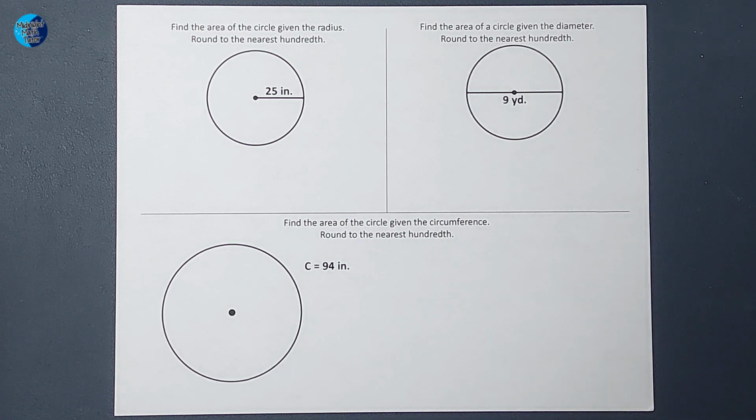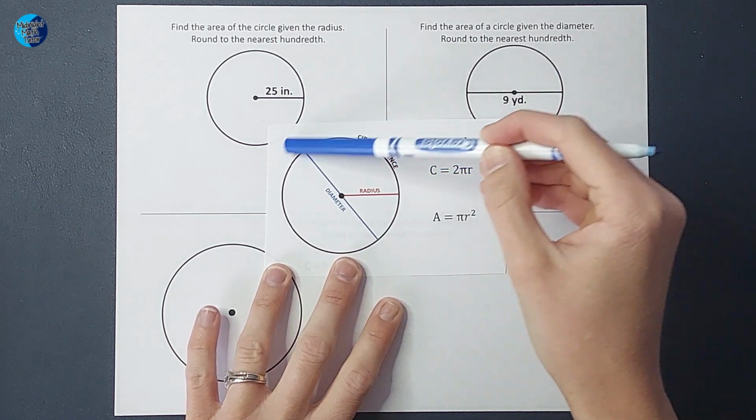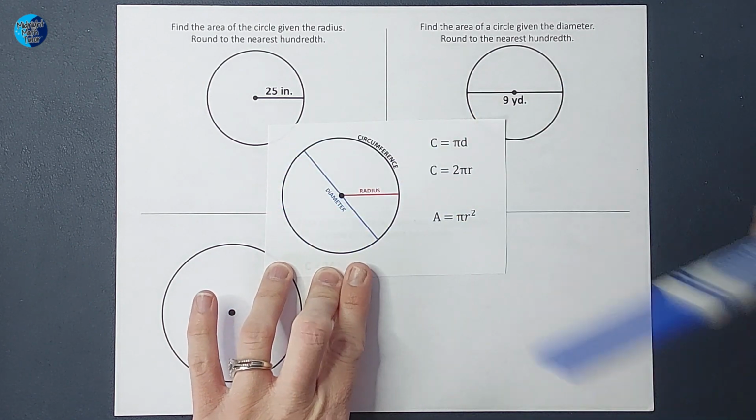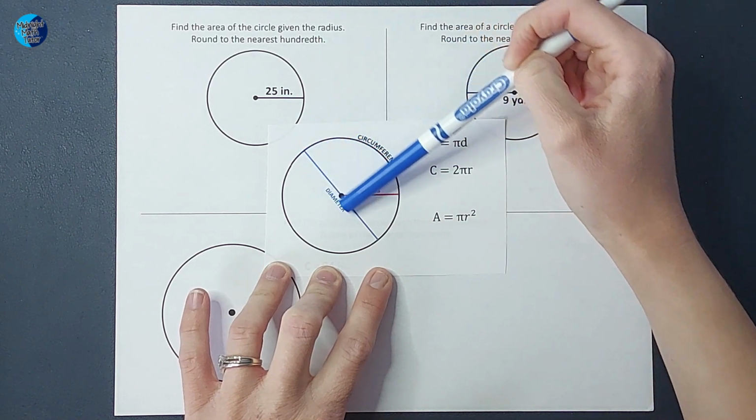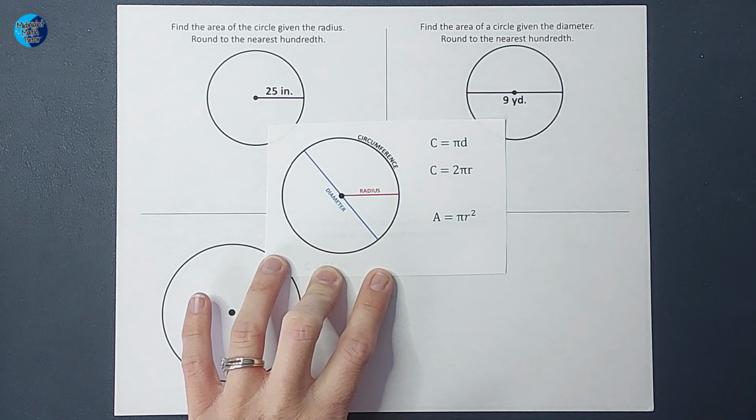Hey guys, we are talking area of circles today. Just a couple things we need to know is that when we say circumference, that is the measure around a circle. Diameter is from one end to the other and it goes through the middle. The radius goes from the middle of the circle to the edge.